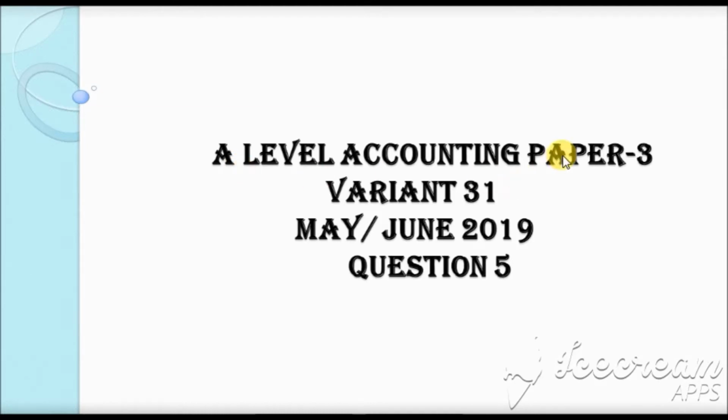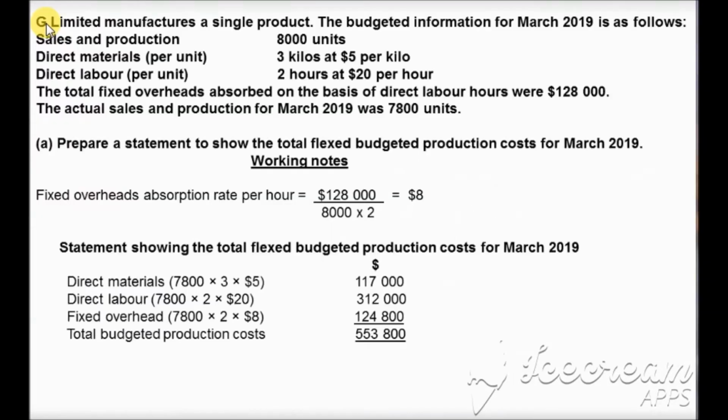In this video, we are going to do an A-level question from paper 3, variant 31, May-June 2019, question 5, based on standard costing. The question states that G Limited manufactures a single product. The budgeted information for March 2019 is as follows.